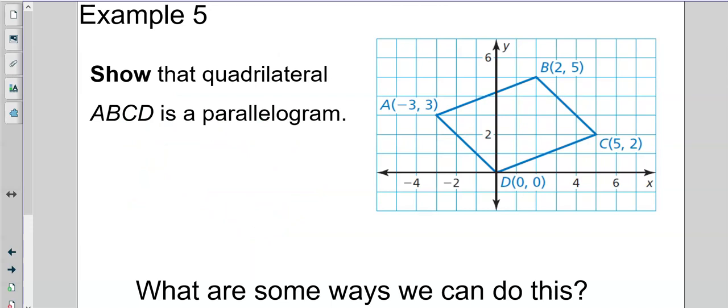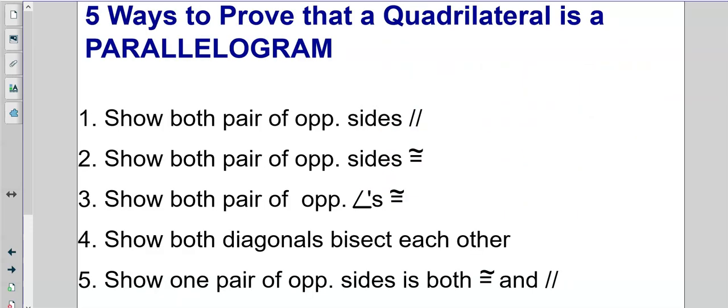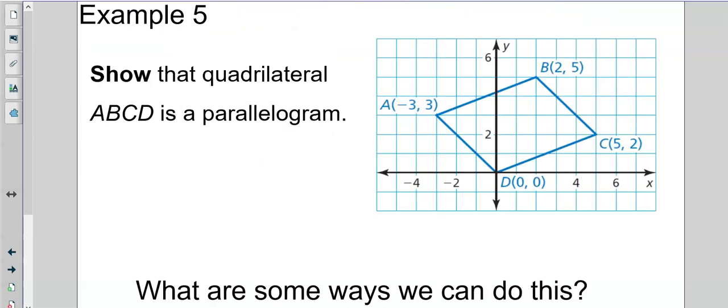All right, show the quadrilateral is a parallelogram. Okay, so what are some ways we can do this? And that's going to be answered on the next slide. So we can show that both pairs of opposite sides are parallel. Let's go back. You don't have to draw on this, I just want to talk about it. So if I show that this is parallel to this, and this is parallel to this, that is one way of doing it. Okay?